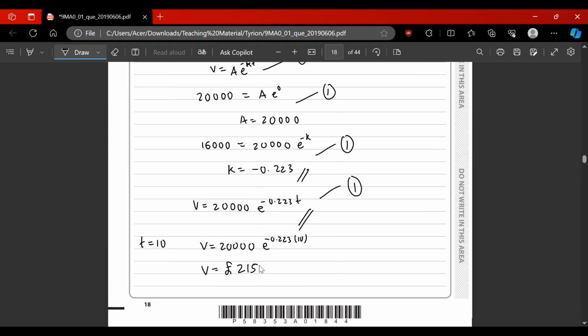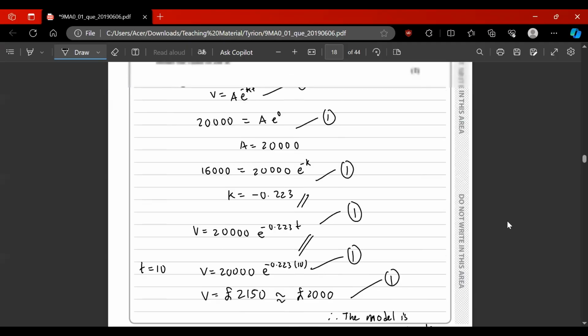If you type this in your calculator, you will find V is approximately equal to 2150. And since 2150 is close to £2,000, we can say, therefore, the model is accurate. The marks distribution for this question is: using the correct substitution gives you 1 mark, and showing the conclusion here by approximating the answer to 2000 gives you the final mark.